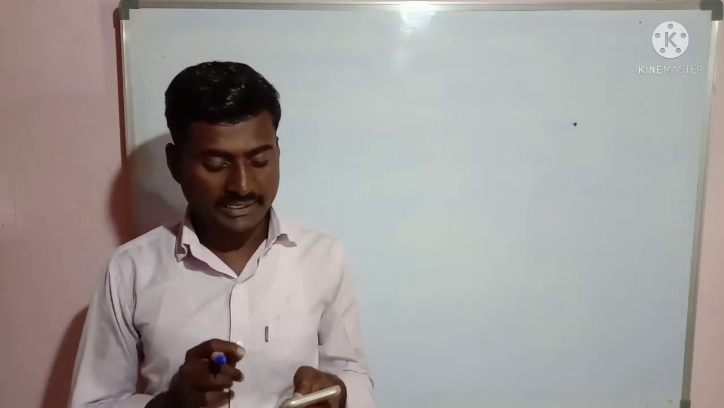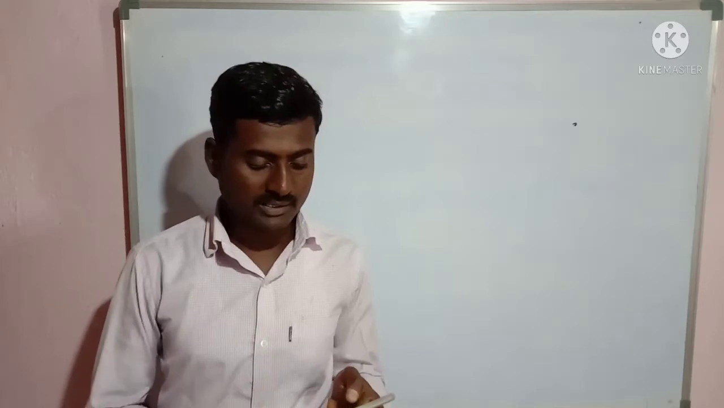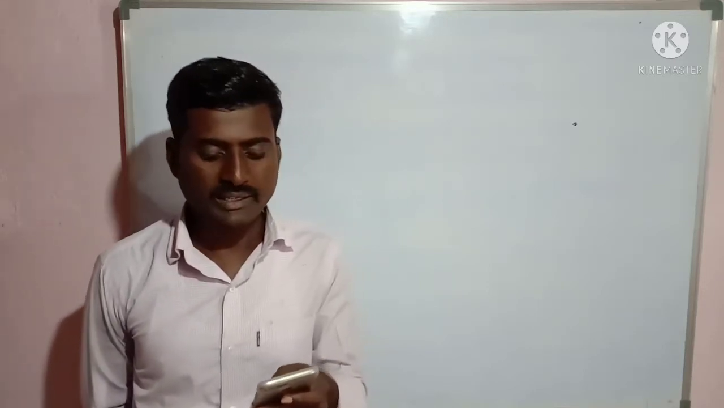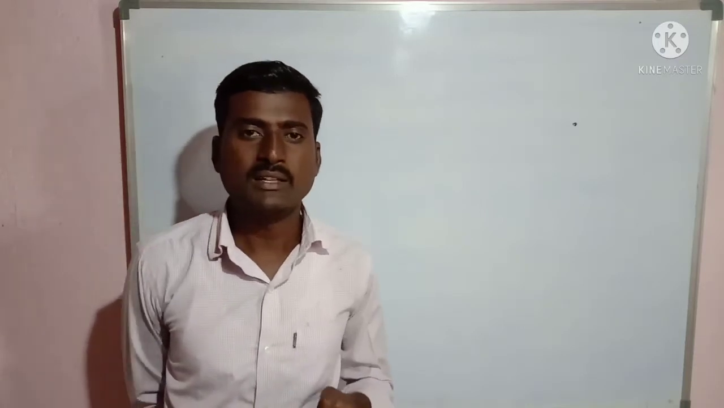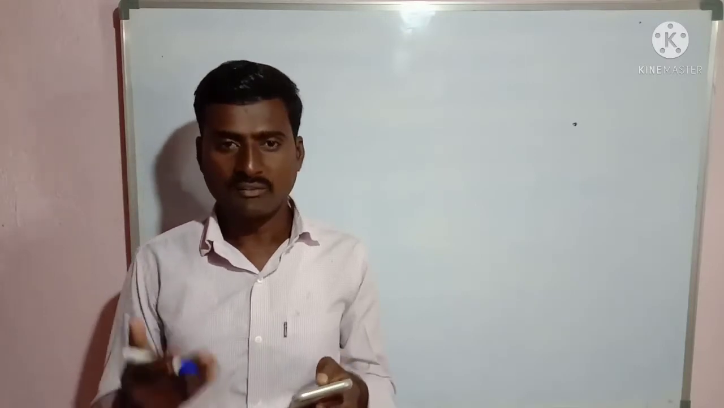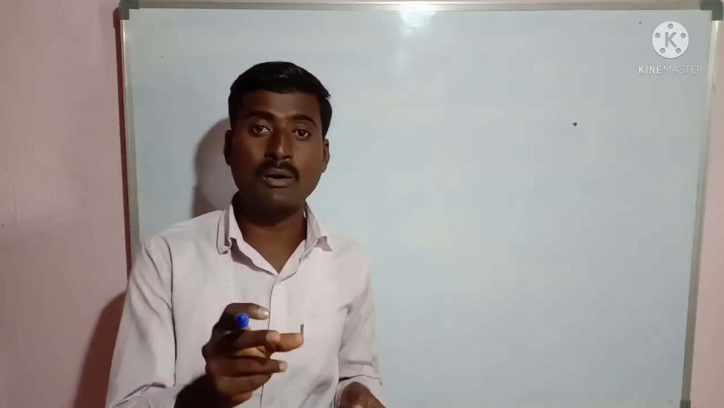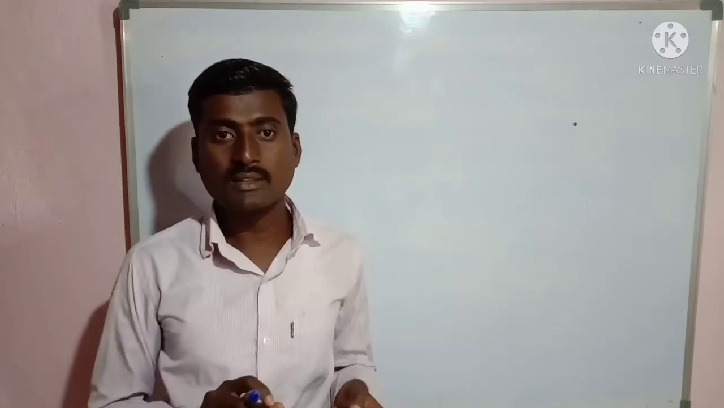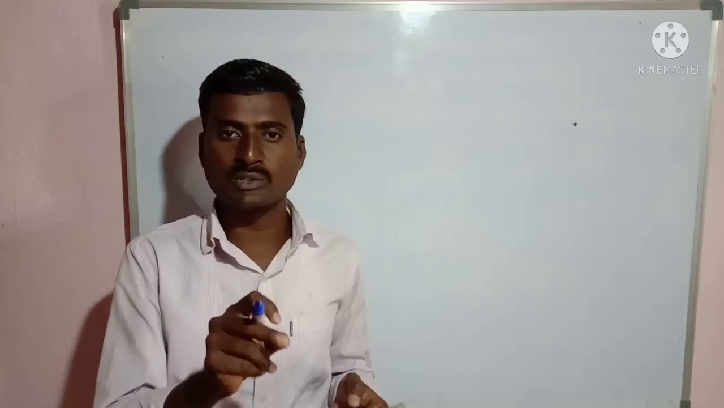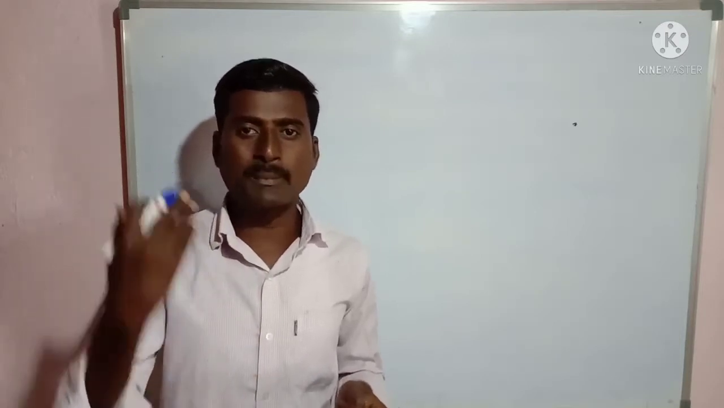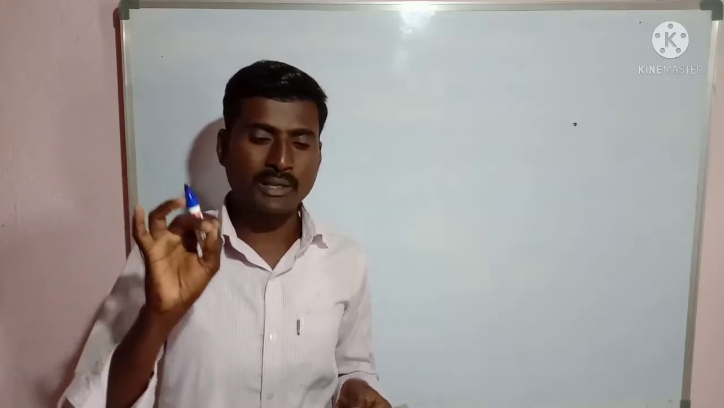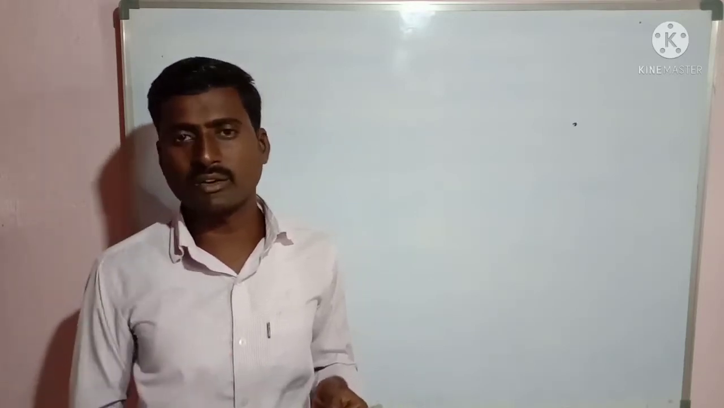Form the pair of linear equations in the following problems and find their solution if they exist by any algebraic method. In this exercise they have given some statements. For those statements we have to form a pair of linear equations. Then if the solution exists, we have to find that solution by any algebraic method, either by the substitution method, the elimination method, or cross multiplication. Any one method you can follow.